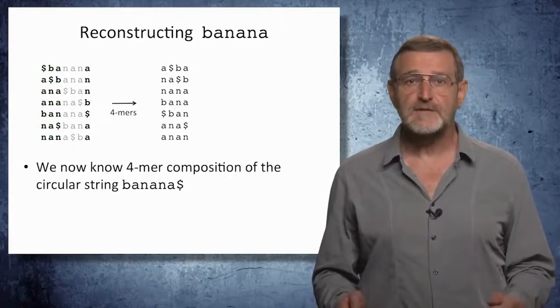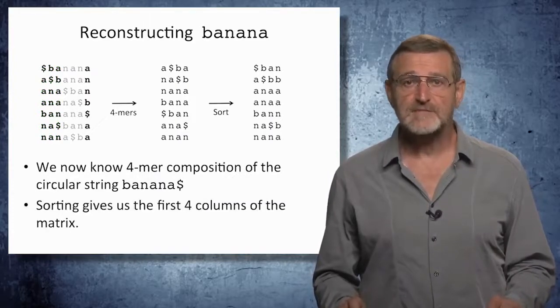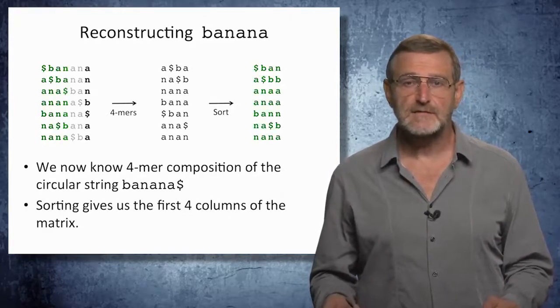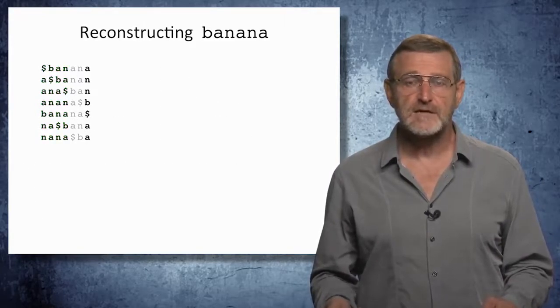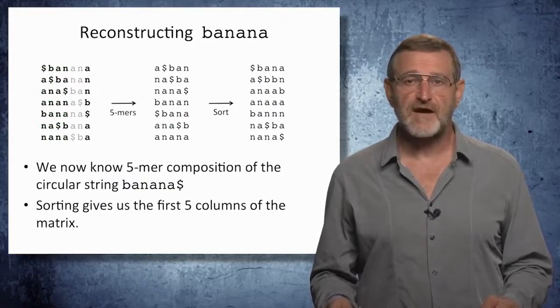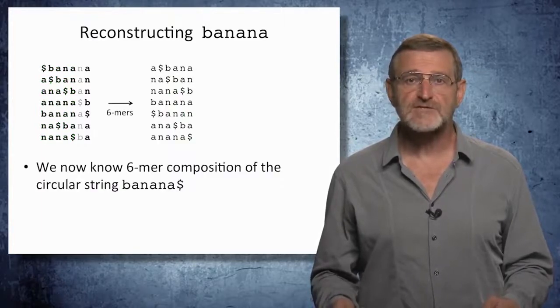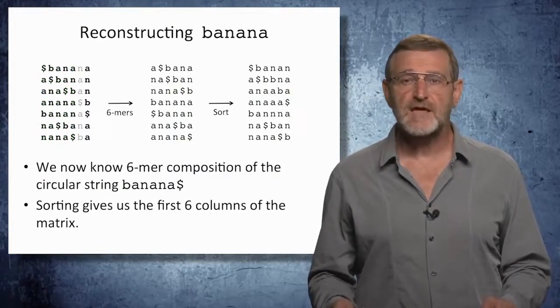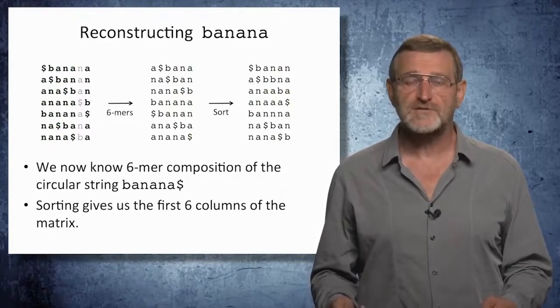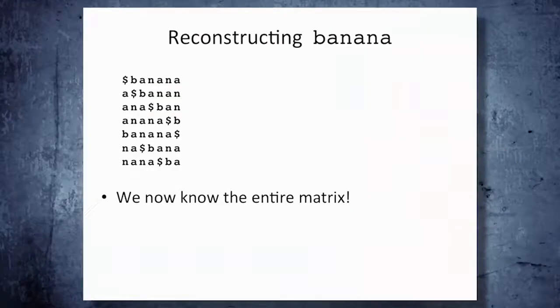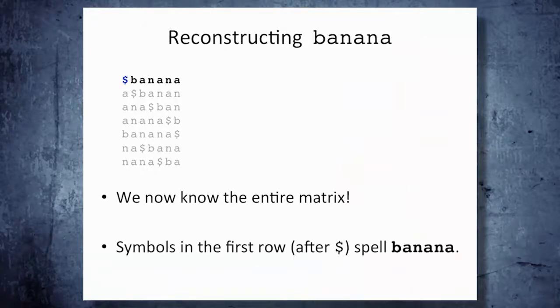We'll continue. We generated all 4-mers. We sort them again, repeating the same thing again. And this way we generate 5-mers. Once again sort, and at the final step we generate all 6-mers, sort them, and we now know our string banana$ banana$. So we now know the entire matrix, and therefore the symbols in the first row of this matrix after the dollar sign spell banana, exactly what we need.